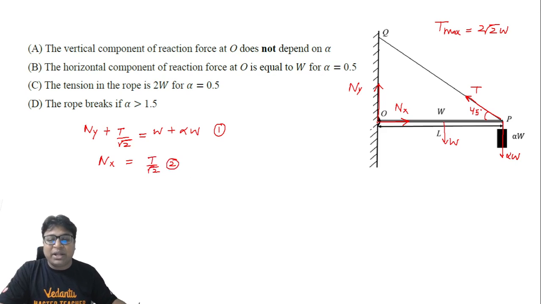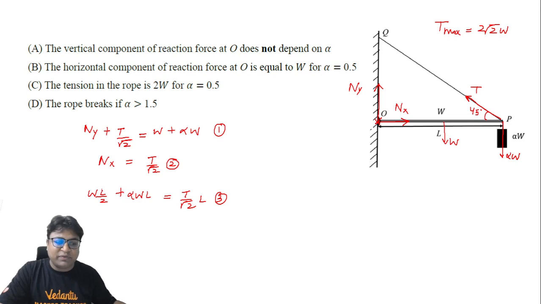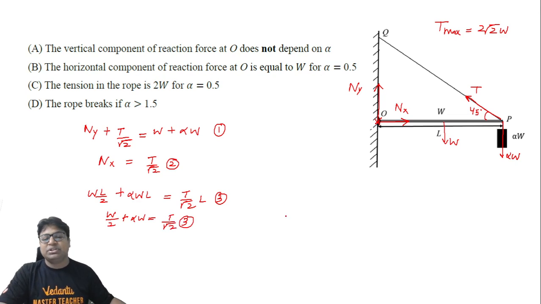And now going by torque balance at the point O, we should write W into L by 2, that's the clockwise torque due to W, plus alpha W into L. This is equal to T by root 2 into L. So this becomes equation number 3, and I can further modify equation number 3 by cancelling out L. So we will get W by 2 plus alpha W is equal to T by root 2. This is another version of equation number 3.